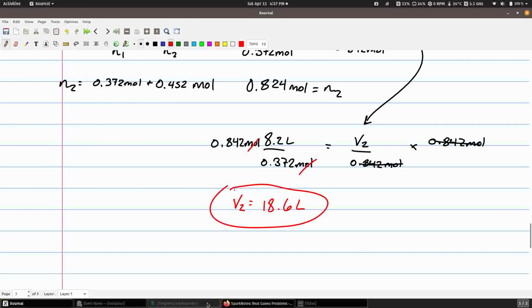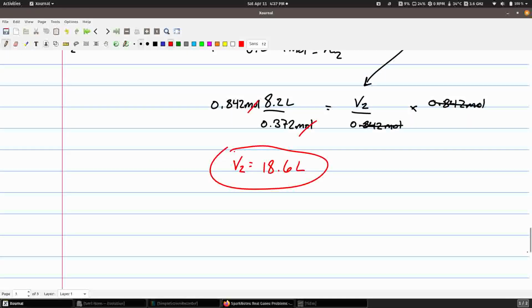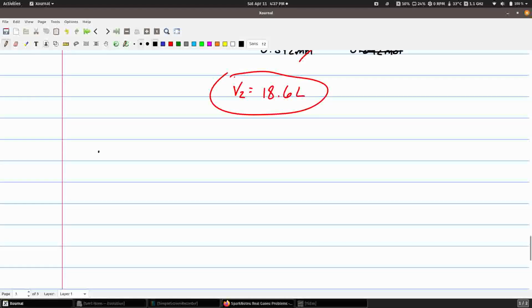Alright, and now we have PV equals nRT, or the ideal gas law.